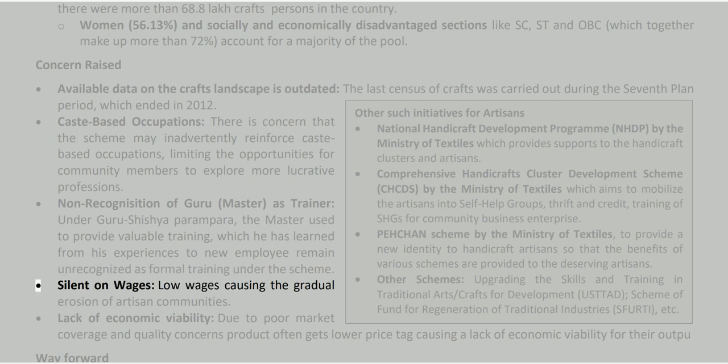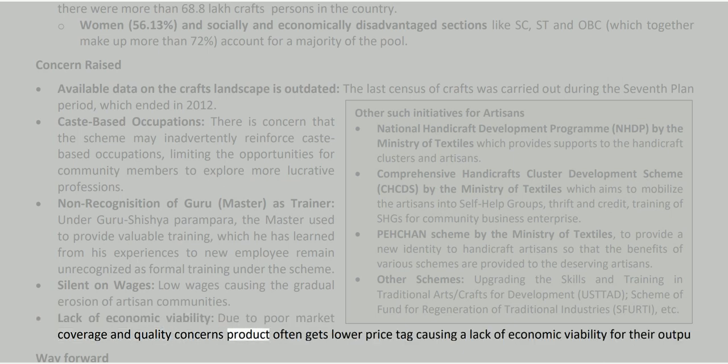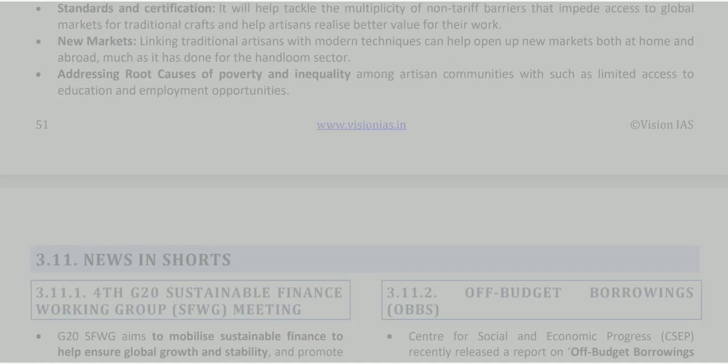Silent on wages: low wages cause the gradual erosion of artisan communities. Lack of economic viability: due to poor market coverage and quality concerns, products often get a lower price tag, causing a lack of economic viability for their output. Way forward. Standards and certification: it will help tackle the multiplicity of non-tariff barriers that impede access to global markets for traditional crafts and help artisans realize better value for their work.